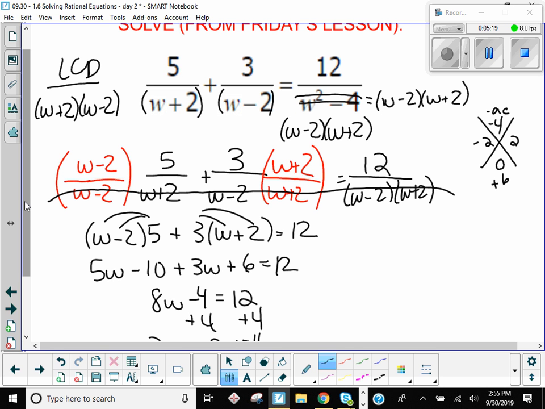Y'all did not check for your what's? What is that called? What kind of solution when it doesn't work? Extraneous, right? Don't forget to check for extraneous solutions. If your solutions make any of the denominators 0, it's not a solution, right? It's extraneous. Because we can't divide by 0. It is undefined. It does not work.